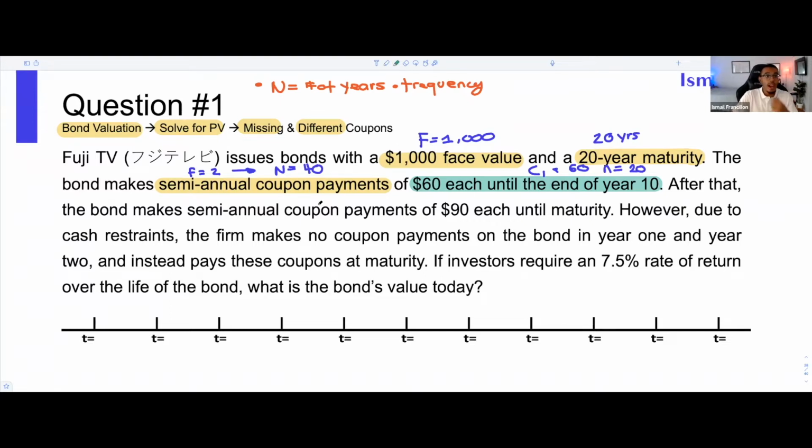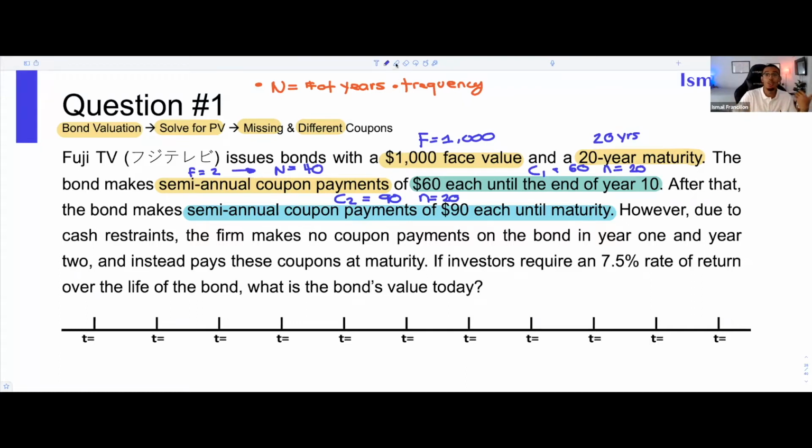After that, the bond is going to make semi-annual coupon payments of $90 until maturity. So we know that this portion will be the second part of the question. We could say that our second coupon payment in this question will be equal to 90. And N, all else being equal, should be 20 for that specific portion.